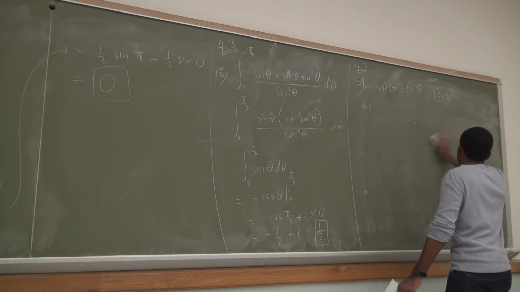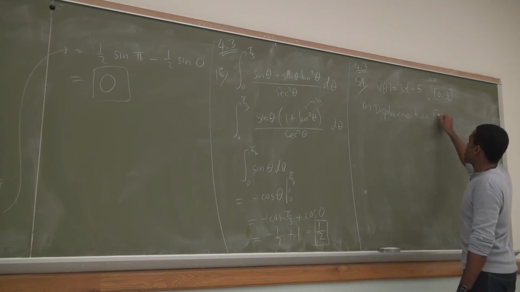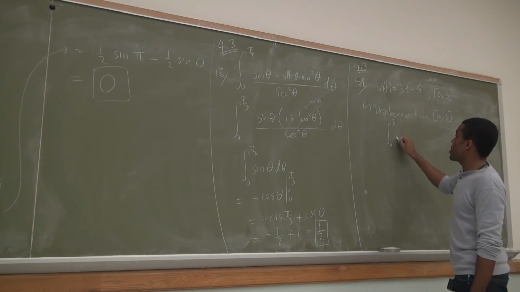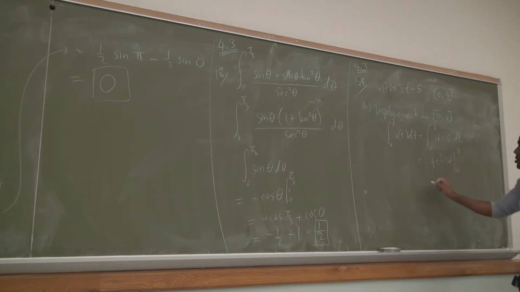Oh, displacement. Displacement on 0 to 3. Well, that's just the integral from 0 to 3 of the velocity. So what are we trying to look for in this problem? Displacement is the definite integral of velocity. So this is just 3 over 2 t squared minus 5t, from 0 to 3. That's 9 over 2 minus 15. So you move 21 over 2 units to the left or backwards.